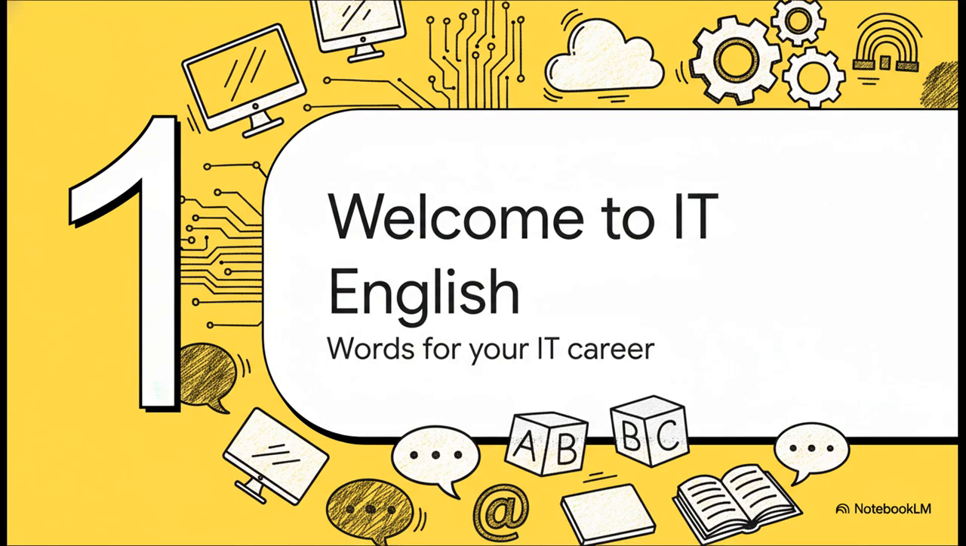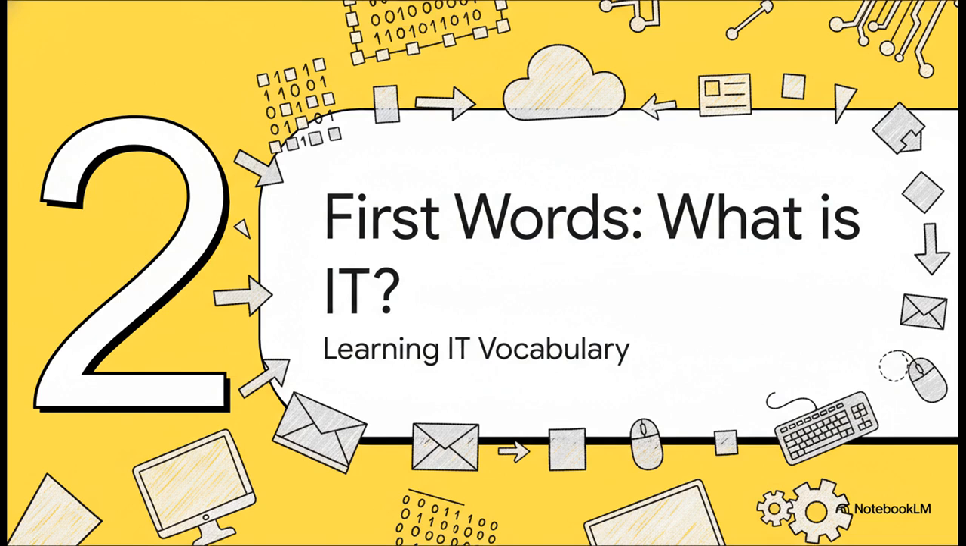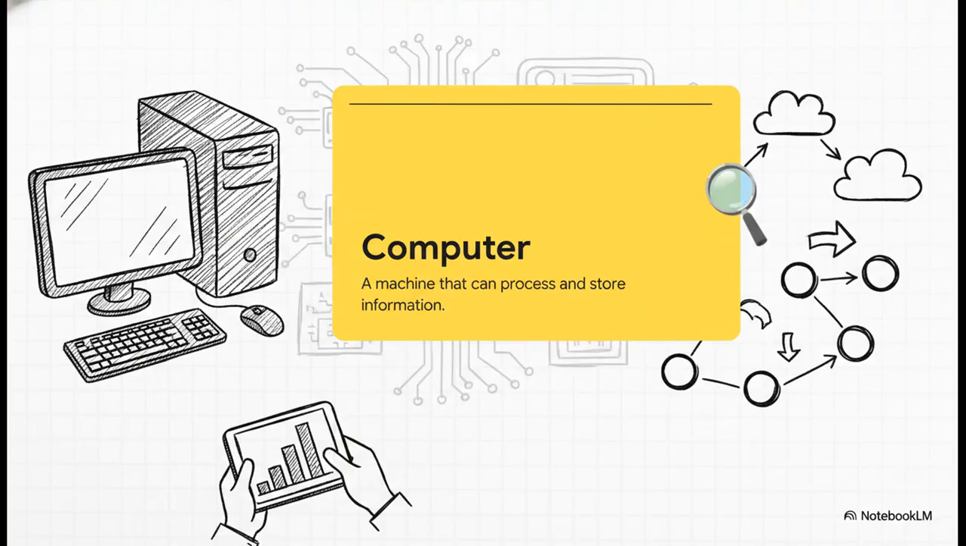We're going to start with the basics, the most important words you need for a career in IT. Think of these words as the building blocks for everything else. So first things first, let's learn the basic vocabulary of IT. These are the words you will hear all the time when you talk about technology. Our very first word, and it's a big one, is computer. A computer is a machine that can process and store information. You are probably using a computer to watch this right now. You can say, I use the computer every day.